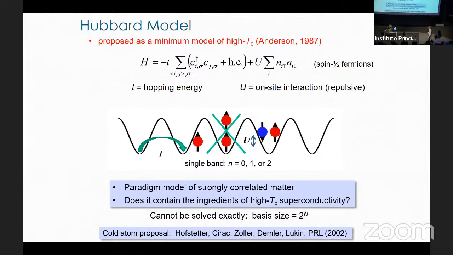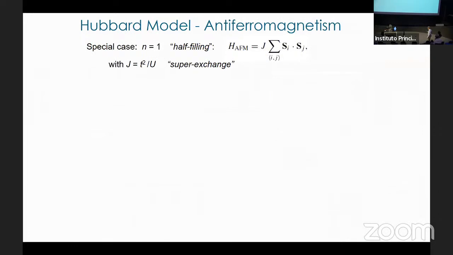All right, and it's a single band. We're assuming a single band model, so we're going to ignore the possibility of double occupancies on the same spin.